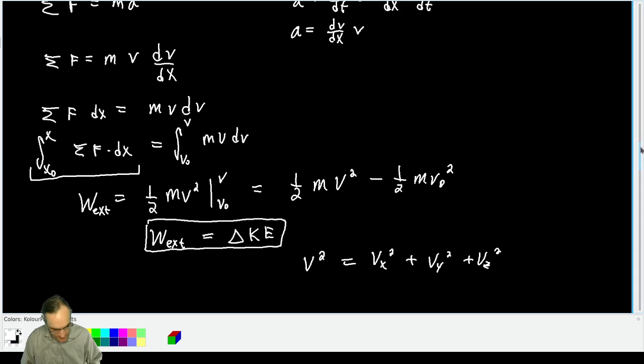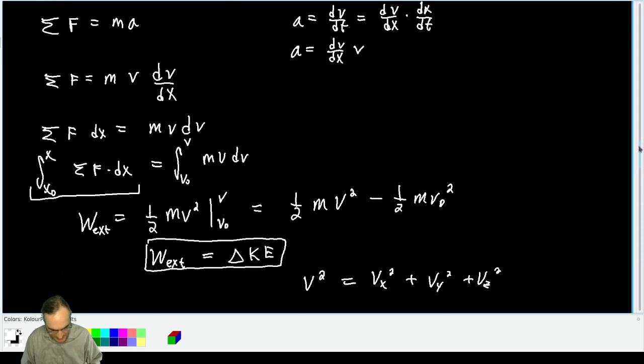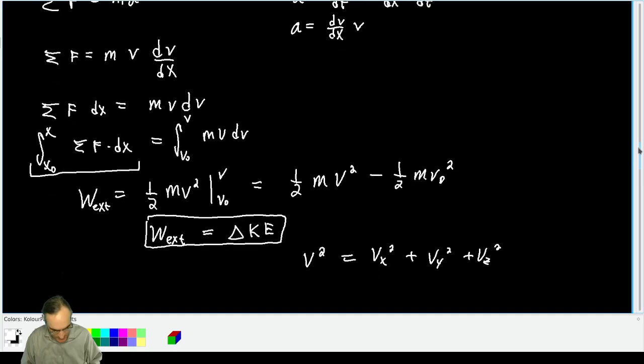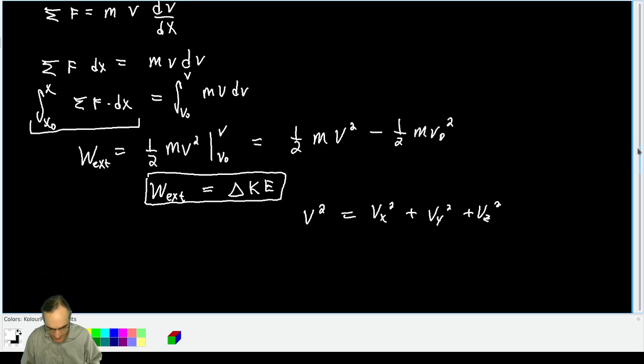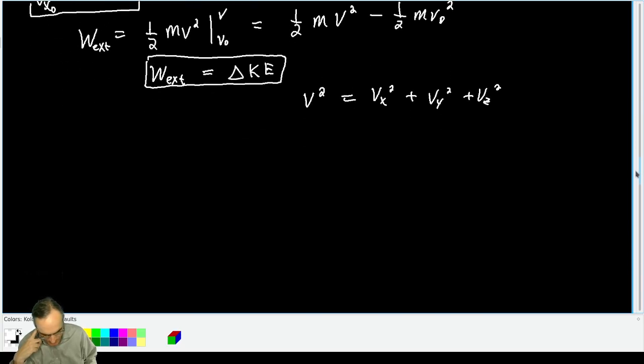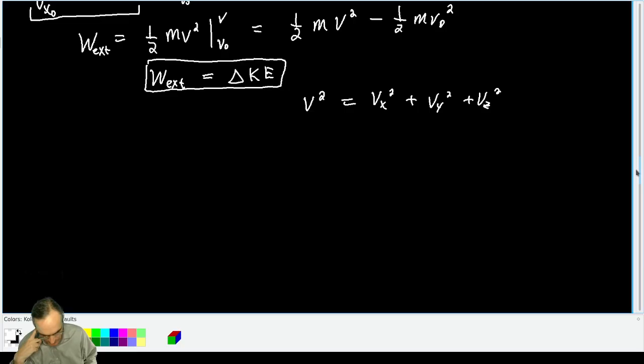So quick proof of work kinetic energy, and that actually was shorter than I expected it to be. I'm kind of wondering if I should show you how you can generate the whole thing in terms of components. Yeah, we've got the time.